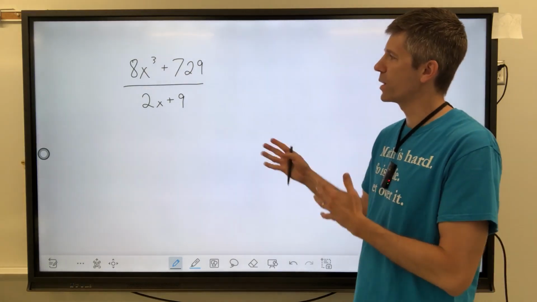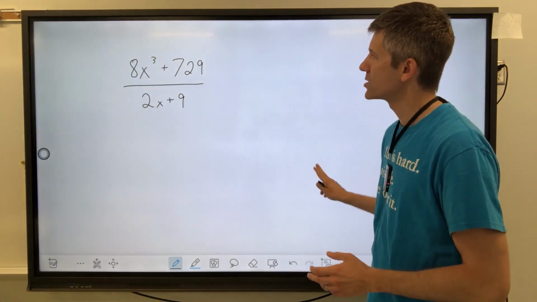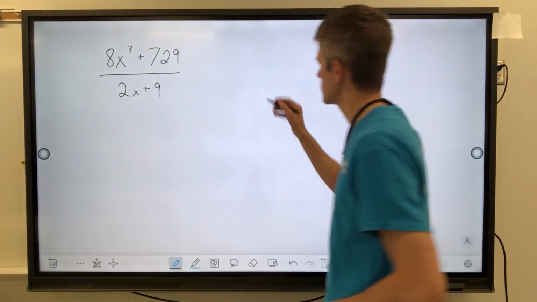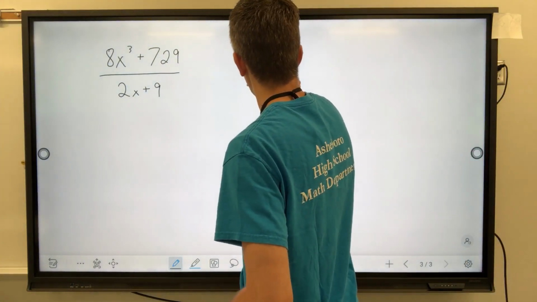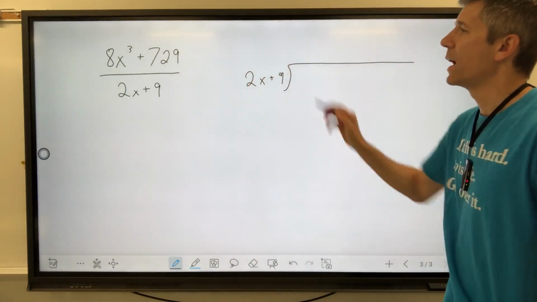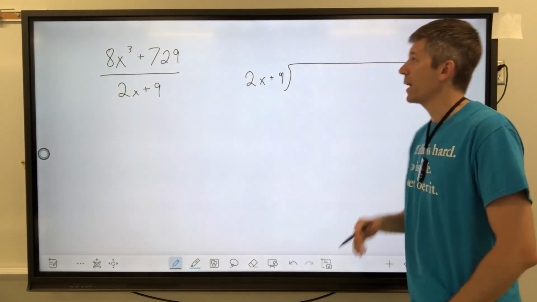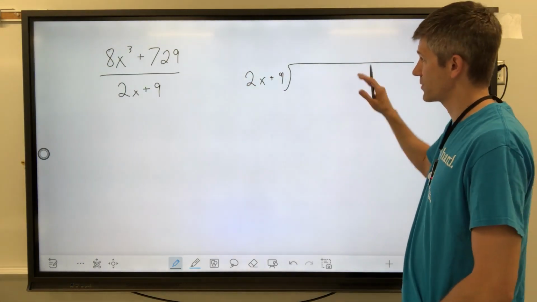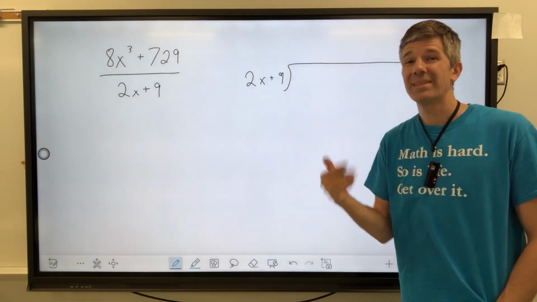All right, this is written with a fraction in terms of division, so we're going to write it the division way that we have written the other two. So let's do 2x plus 9, and it's going to go into 8x cubed plus 729. And when I do that, hold this thought for a second. If I just wrote 8x cubed plus 729, that's fantastic, but I'm missing some stuff.